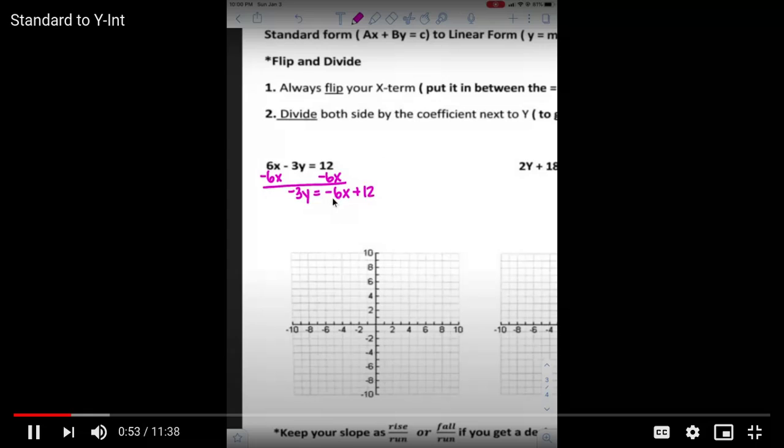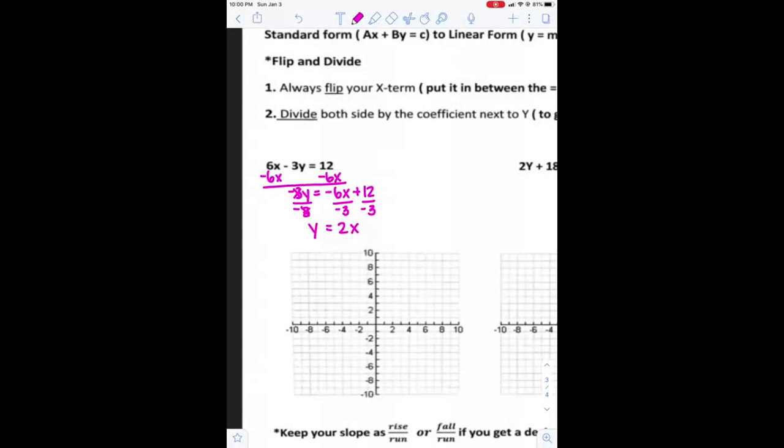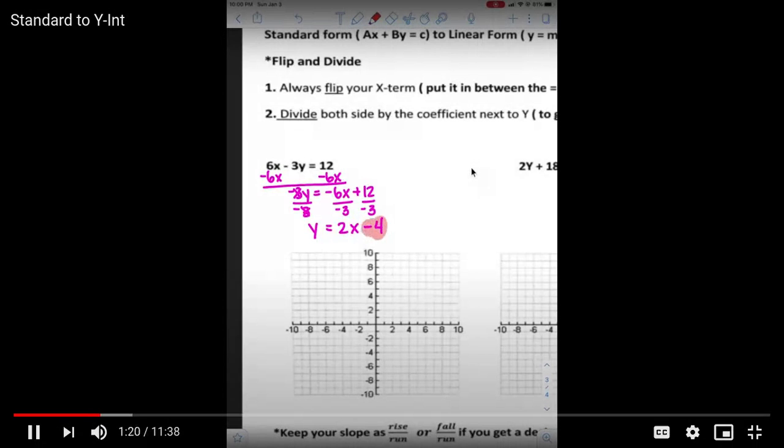I'll get negative 6x plus 12 because I can't combine these terms. So now I'll divide everything by that y coefficient, which is negative 3. They cancel out on the left side and leave me with y. Negative 6 divided by negative 3 is actually a positive 2. So I get 2x. And then 12 divided by negative 3 gives me a negative 4.